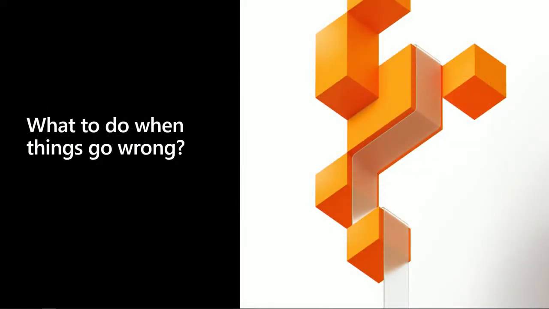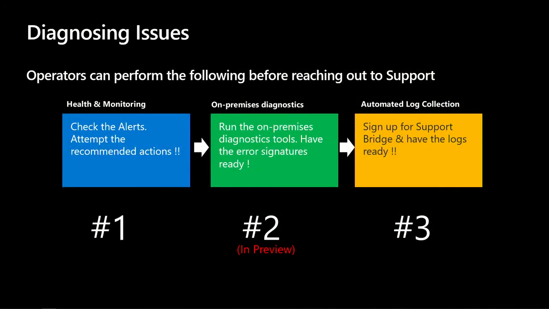What to do when things go wrong. Invariably, it is software, it is hardware, things do go wrong. So I wanted to spend a bit of time talking you through some of the investments we're making and the things that you can be doing as an operator to make sure that you're remediating issues as fast as you can. The first thing is you can do quite a lot before you call support. I really encourage you to read the documentation, go through some of these things, and really understand what you can do before you pick up the phone.